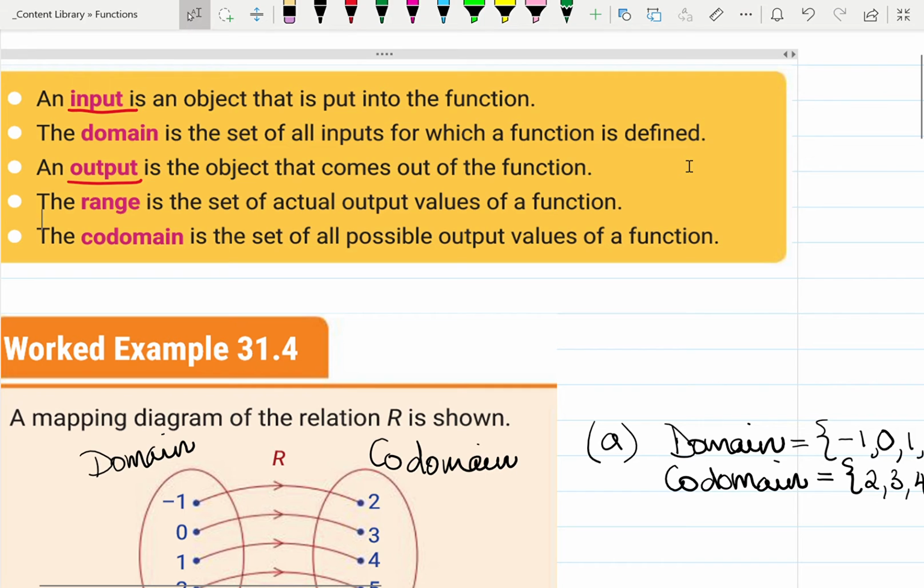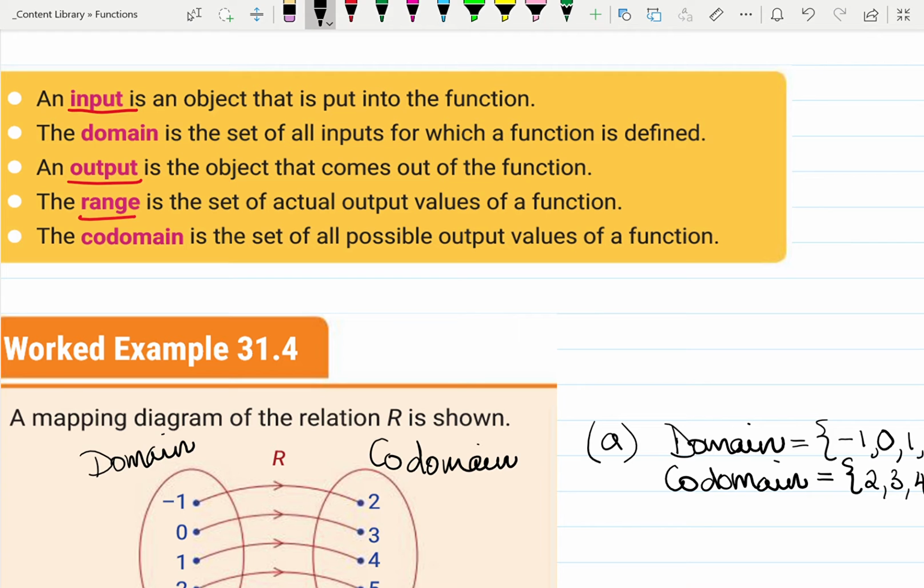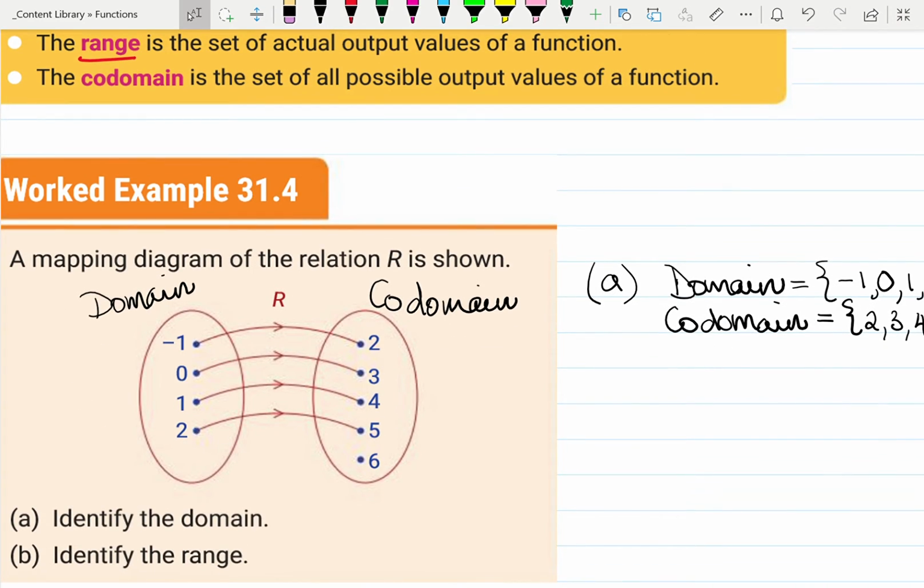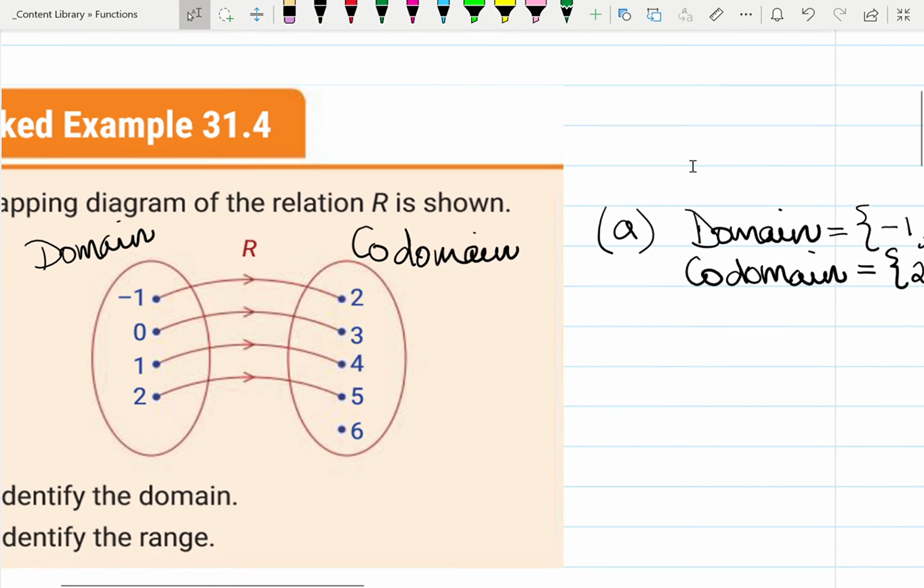So there's one new word today, and that's the range. So the range is new to us today. And the range and the codomain are linked. So the codomain is this group here. It's the set of all possible outputs. Any element that could possibly be an output of the function is in the codomain. So then what's the range? The range is just those outputs that are used, that are mapped to.